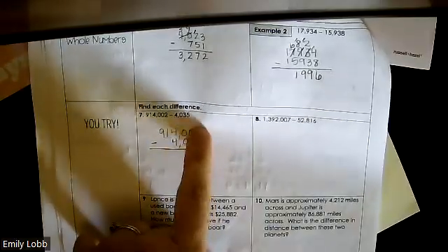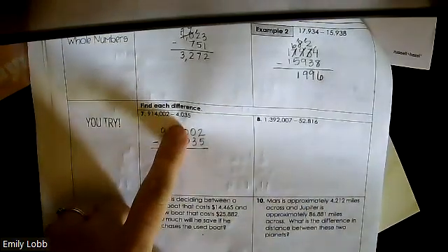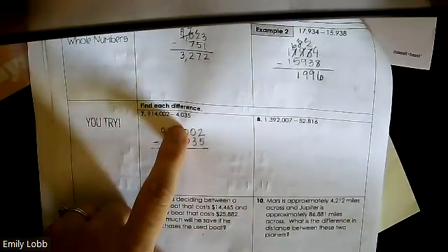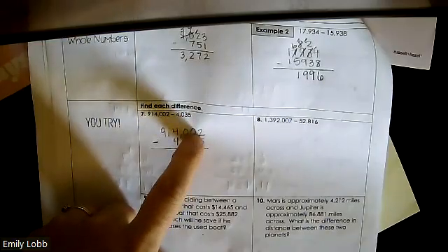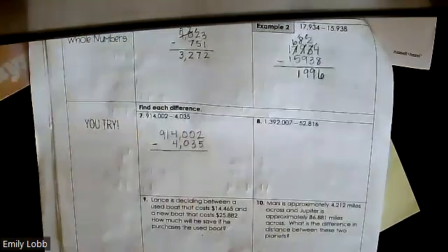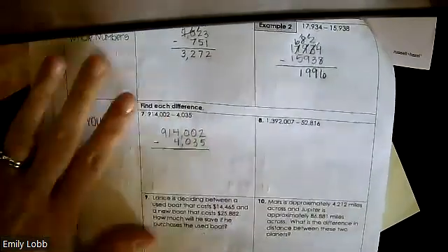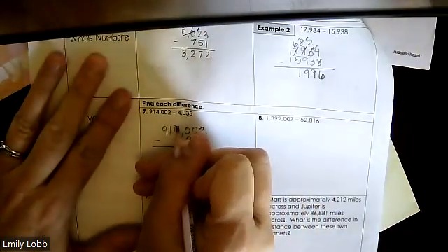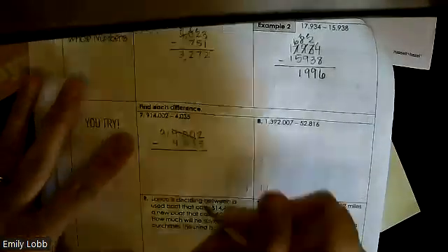If we can't take 5 from 2, we have to do what? Borrow. So we could jump to here, take a 4, make this a 10, borrow from the 10, make it a 9, make this a 10, borrow from the 10, make it a 9, that makes that a 12. Or we can think of this as 400. So if I borrow 1 from 400, I have how many left?